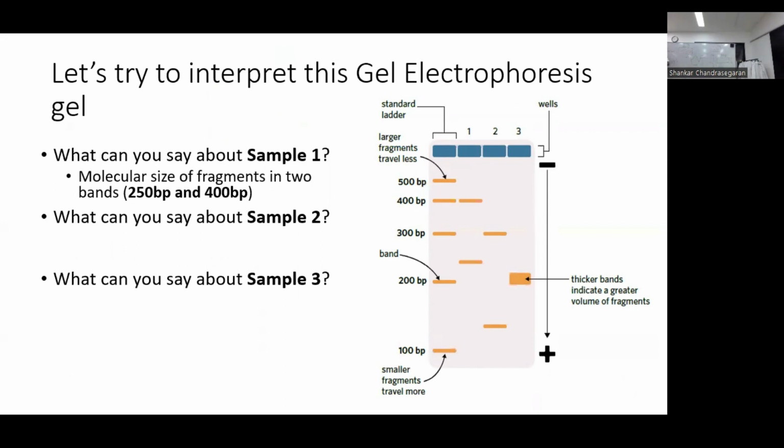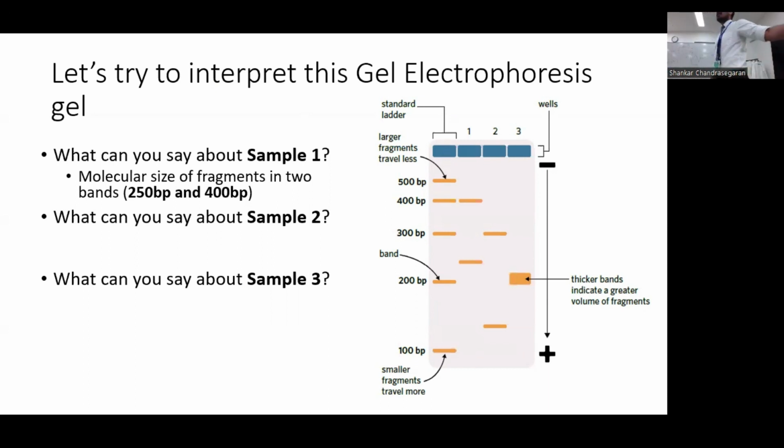Once you can do that, you can move on to the next step of comparing it with other people. But this is basically how you start out interpreting a gel electrophoresis. You identify the bands that it's made, compare it against the ladder to know what are the sizes of the fragments. Okay, next is sample 2.